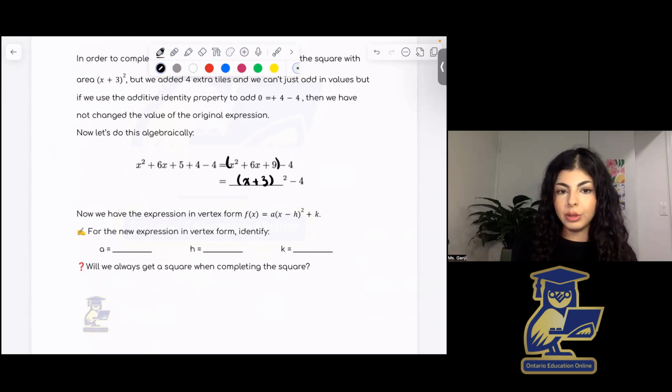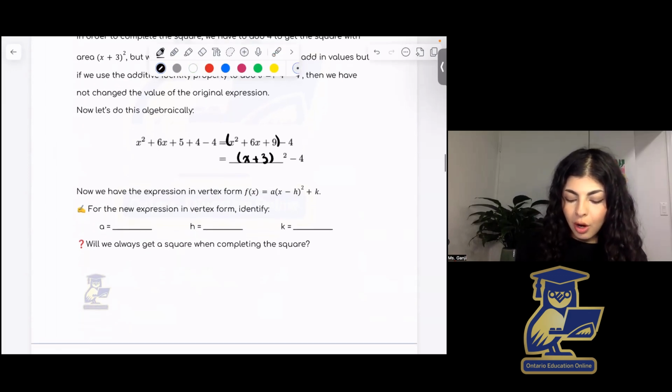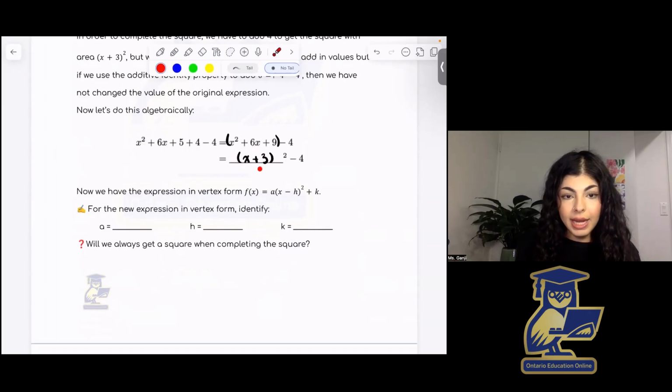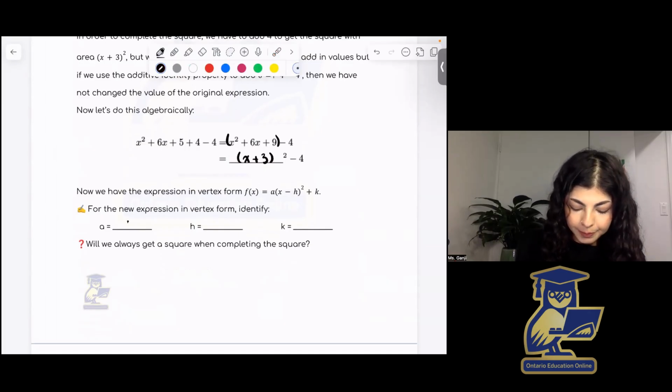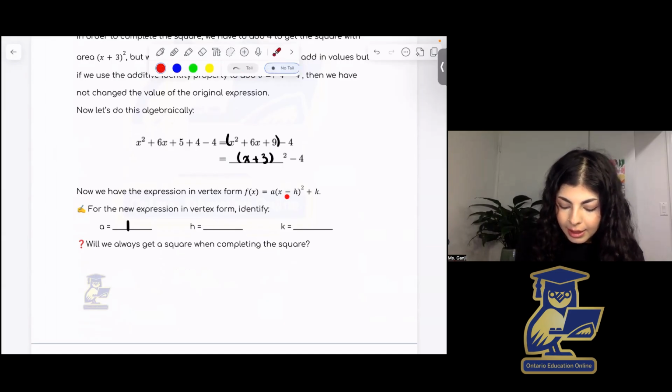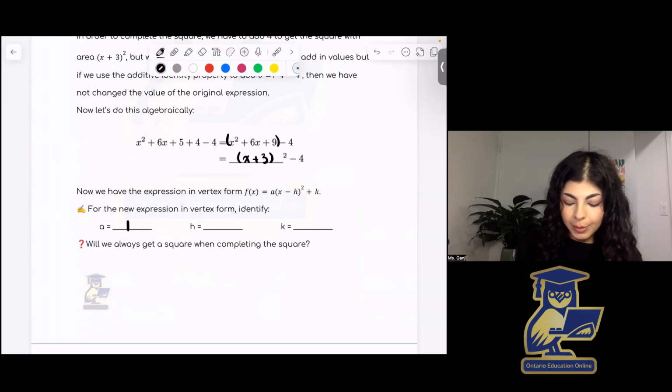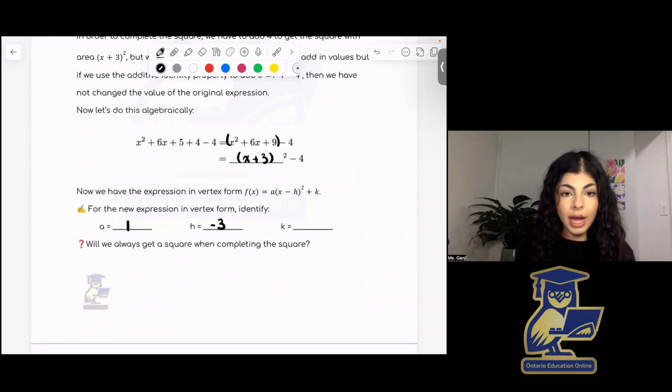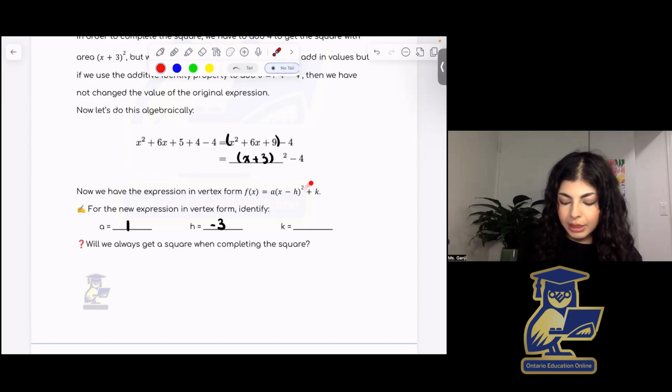So let's look at what those values here are. So a would be our coefficient of this squared bracket, and here it's simply 1. H will be this negative h over here. But keep in mind, it's negative h. So what was I subtracting here to get positive 3? It would actually be negative 3. And you can try x minus negative 3 will give us x plus 3. And finally, for k, we are just adding k. It's plus k. And so we can see from here, it should be negative 4.